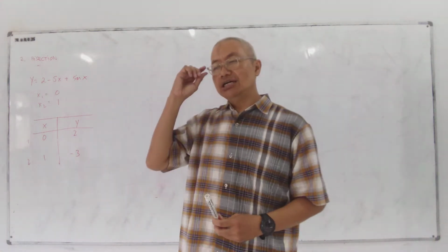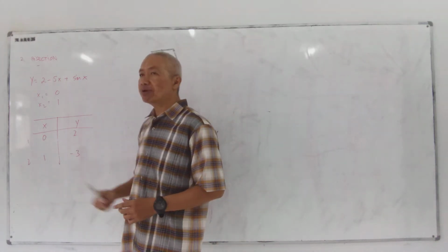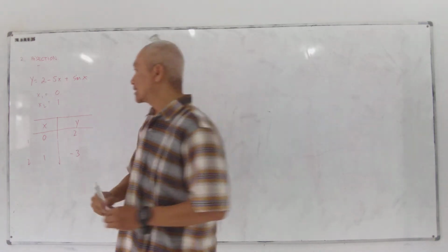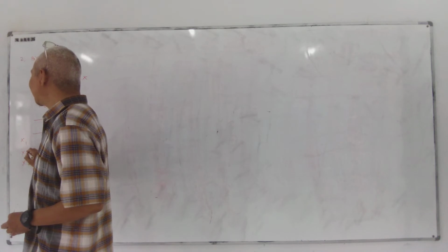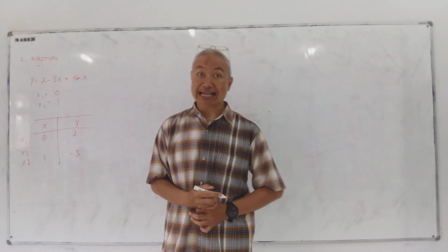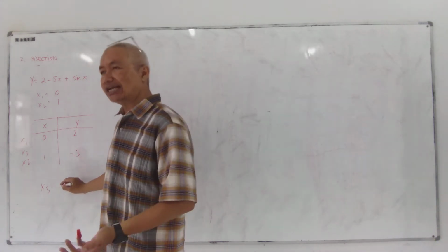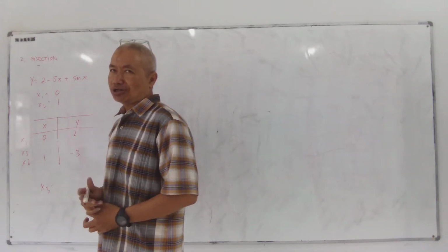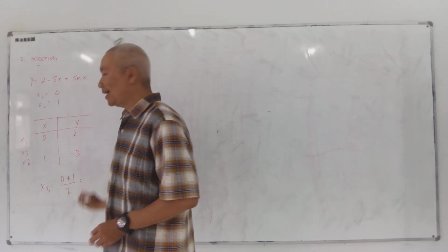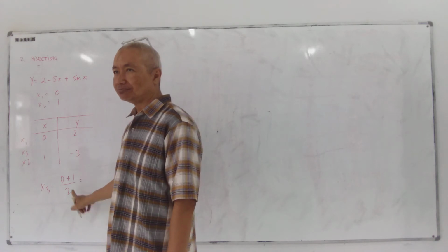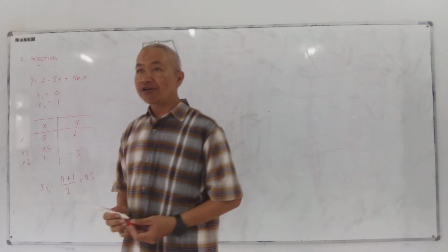As I told you, bisection only involves two numbers. We will use these two numbers to make the third x. So this one is x1, this one is x2, and we need x3. What is x3? x3 is the average of those two numbers. So x3 will be 0 plus 1 divided by 2. How much is that? 0.5. So x3 is 0.5.